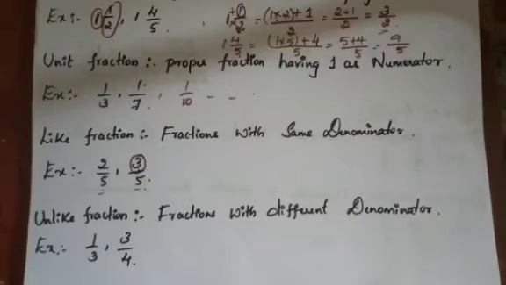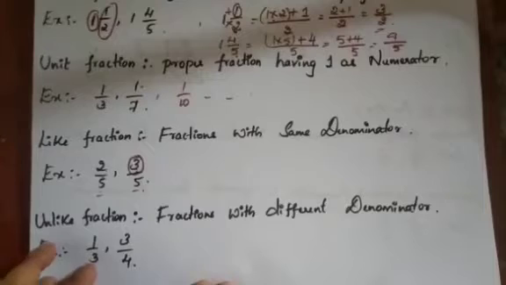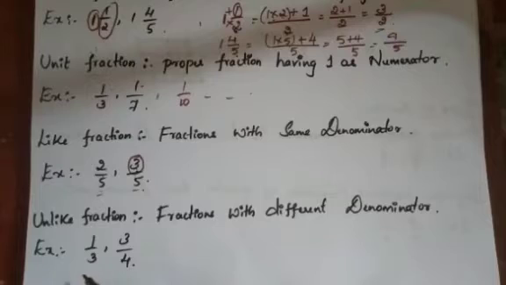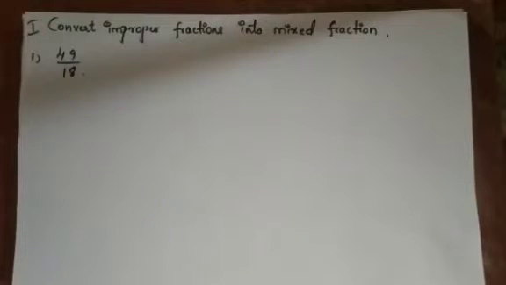Next fraction is the unlike fraction. Unlike fractions are those where denominators are different. See here, 1 by 3 and 3 by 4. This is called an unlike fraction. Here you can't say which is greater, isn't it? Because denominators are different, we are not able to predict that. In the next part we will discuss how we can say which unlike fraction is greater and which is smaller. Next, let us solve some revision exercises, questions like what you have studied previously.